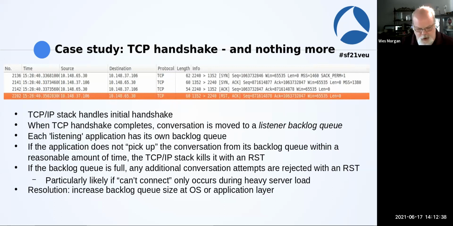If you are familiar with IBM's AIX operating system, you may have noticed that in its netstat output, it makes references to embryonic conversations. That statistic covers everything until the application picks the new conversation up from the listener backlog queue.